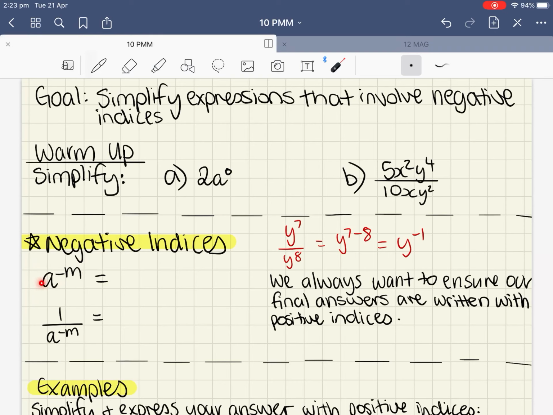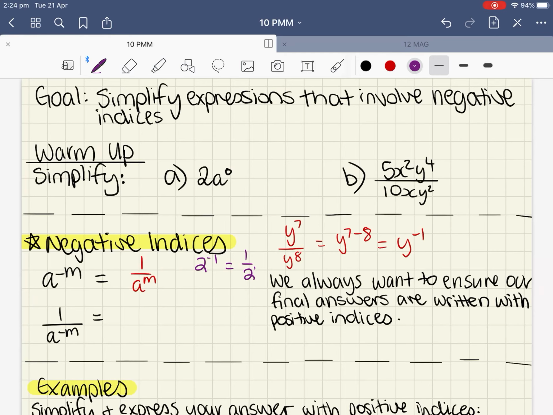If we ever see a case where we have a negative index, we are able to make it positive. We do this by taking the reciprocal. A to the negative m is equal to 1 divided by a to the positive m. And one really cool way to see that is on your calculator. If you think of 2 to the power of negative 1, that's equal to 1 divided by 2, or half, okay? And if you don't believe me, pop that in your calculator now.